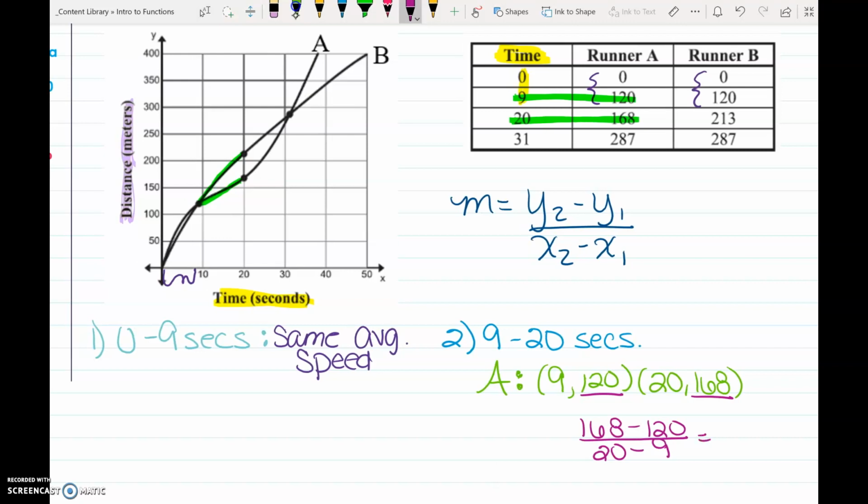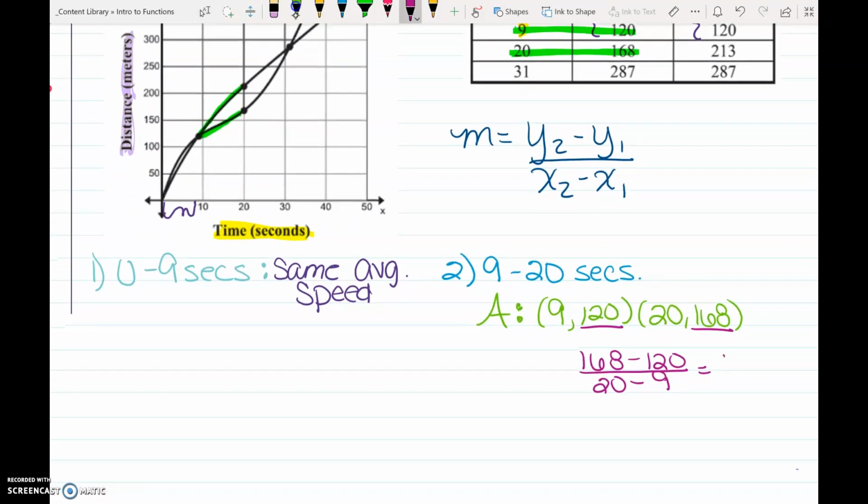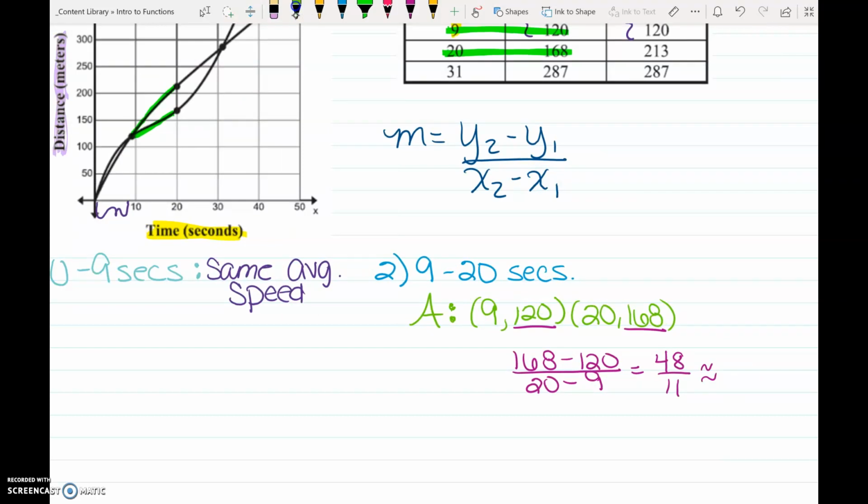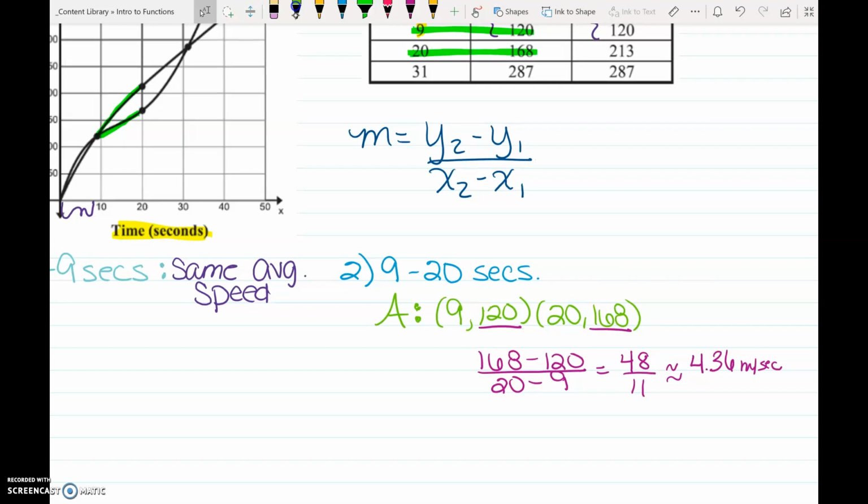Do we have somebody with a calculator? What's 168 minus 120? So we got 48 divided by 11. Calculator people, what's our average speed for runner A? We'll just round to the nearest hundredth. 4.36 meters per second, because we are talking speed. Remember, our y's are talking about the meters and our x's are talking about seconds. So 4.36 meters per second. Does that make sense? All right.